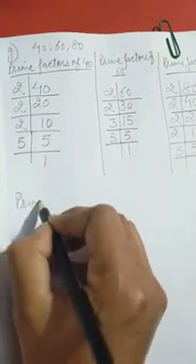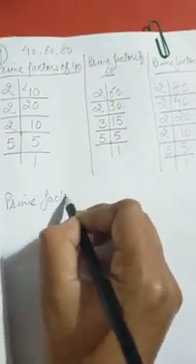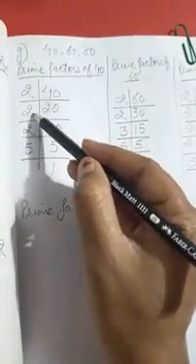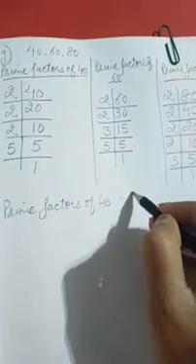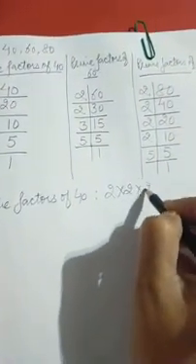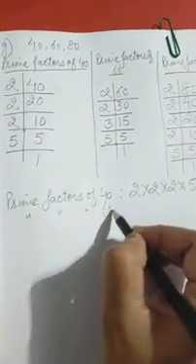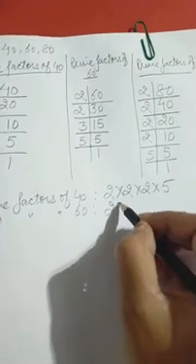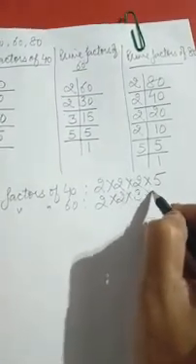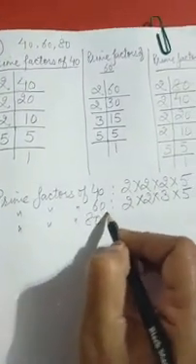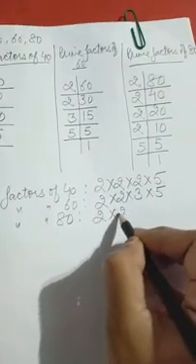So after getting the prime factors of all these three numbers, we will write here prime factors of 40. What are the prime factors of 40? 2 multiply 2 multiply 2 multiply 5. After that prime factors of 60. 2 multiply 2 multiply 3 multiply 5. After that prime factors of 80. 2 multiply 2.